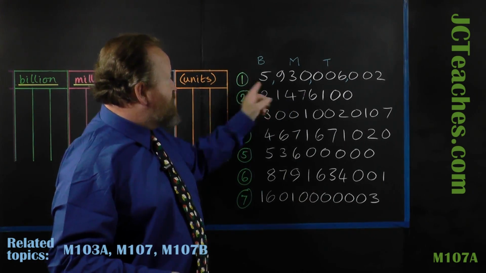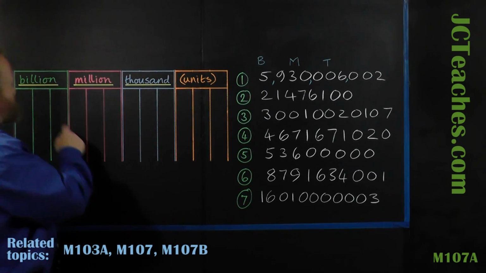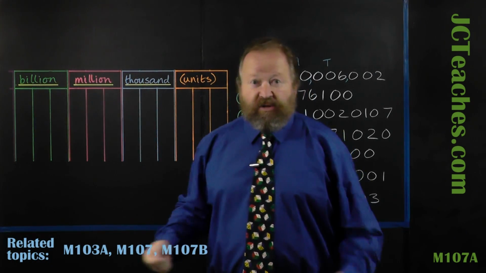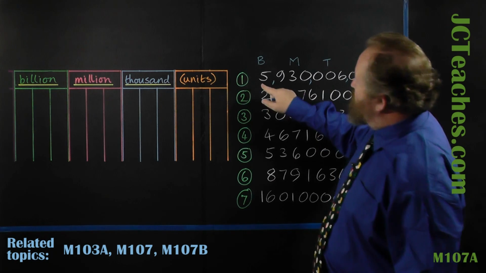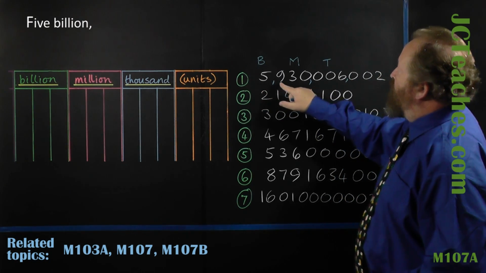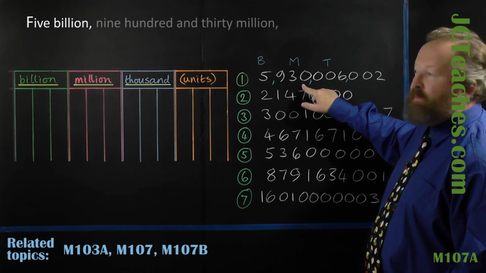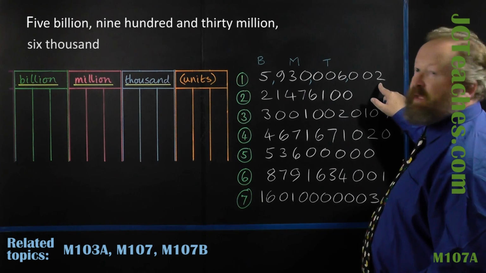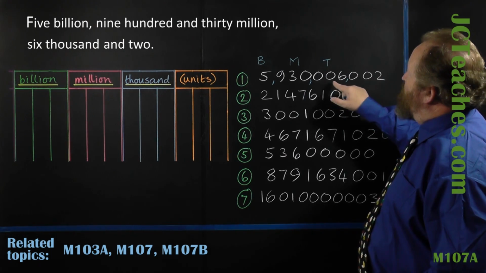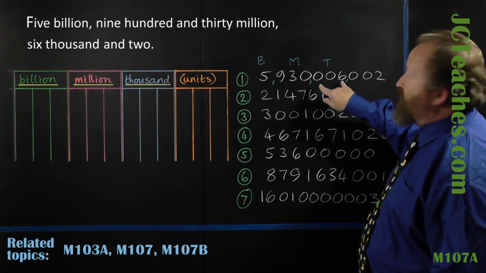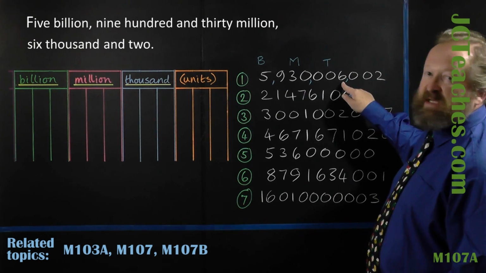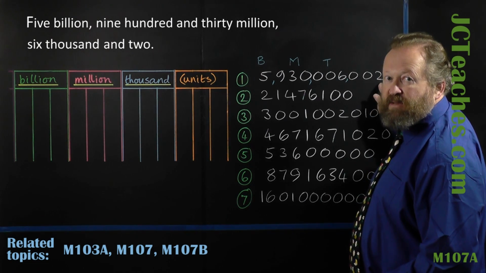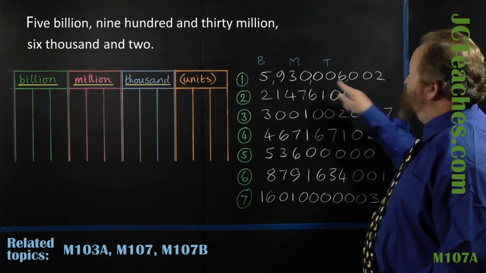So to say this number, it would start there, there. And I can just read it like that. I've got 5 billion, 930 million, 6,000 and 2. Notice there are zeros in here. So in the thousands block, I've only actually got a 6. And in the hundreds, tens and units, I've only got the units being 2. So you don't need to say anything where there are zeros.